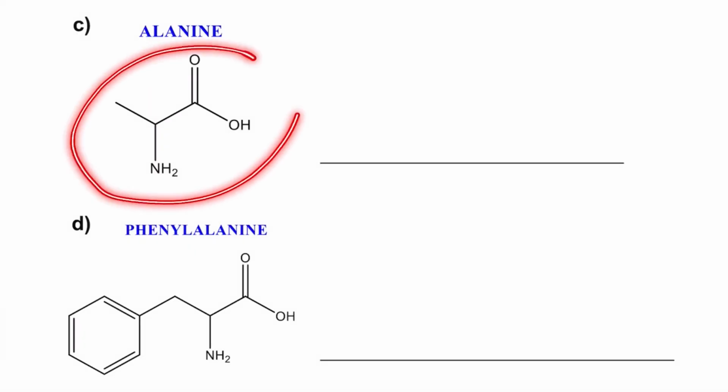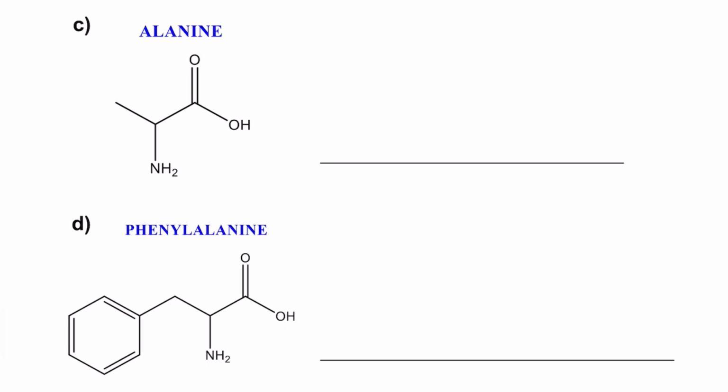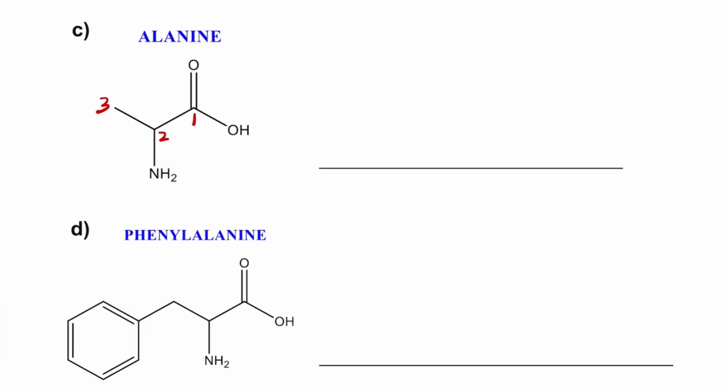Next, I have alanine. This is the structure for alanine. My first carbon will be this carbon, and then second, and then third. So we have 2-amino because the amino group is at the second carbon, and the parent for this one will be propanoic acid. So this is the IUPAC nomenclature for alanine.